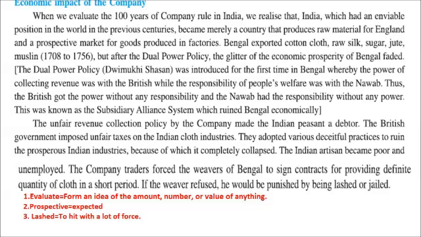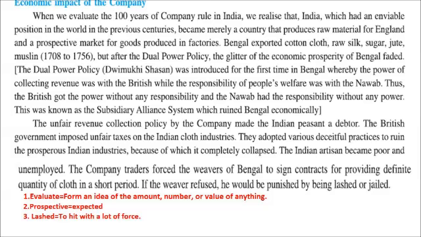Now Bengal exported what all things? That is cotton cloth, raw silk, sugar, jute, muslin. But after dual, that is double power policy, the shine or glitter of the economic richness in Bengal started fading, that is, it got destroyed.